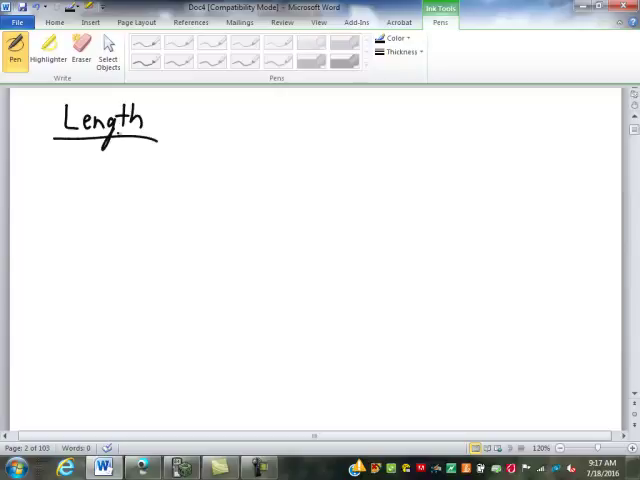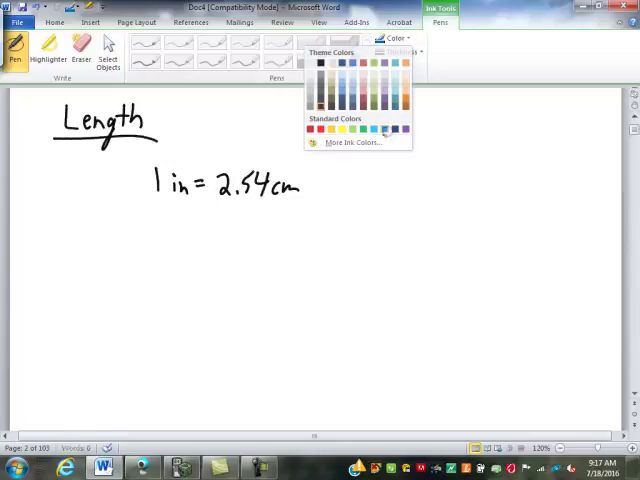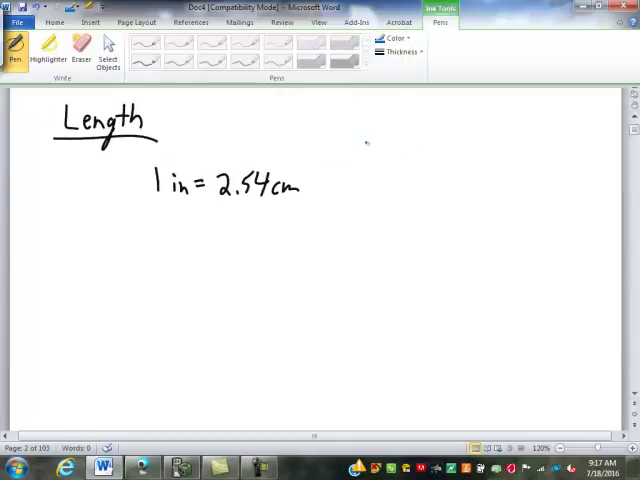For length, the one conversion I have memorized is 1 inch equals 2.54 centimeters. This one is actually relatively exact. It's not perfect, but it is really, really close. In fact, I believe your book calls it an exact value. So if I want to convert from inches to centimeters or centimeters to inches, let's say I have 4 inches and I want to know how many centimeters that is.